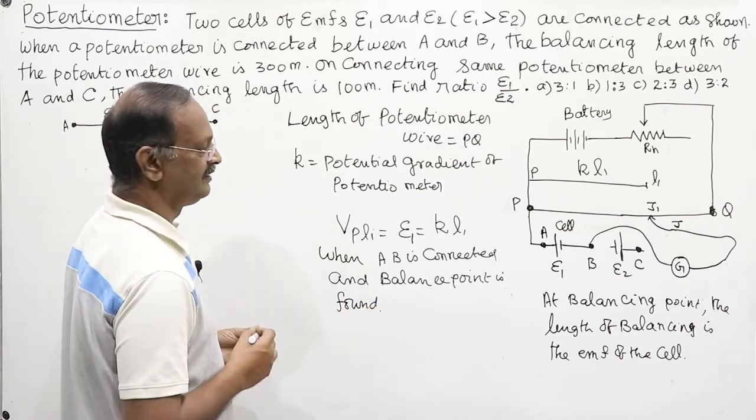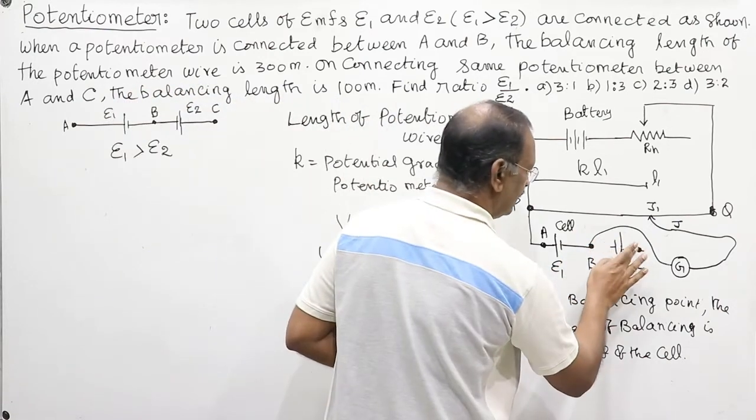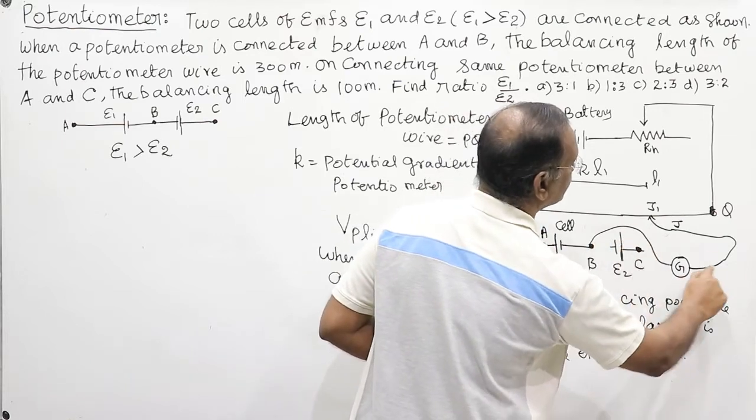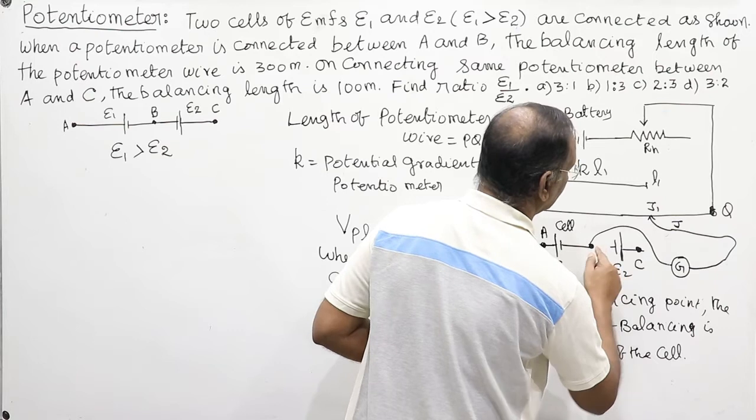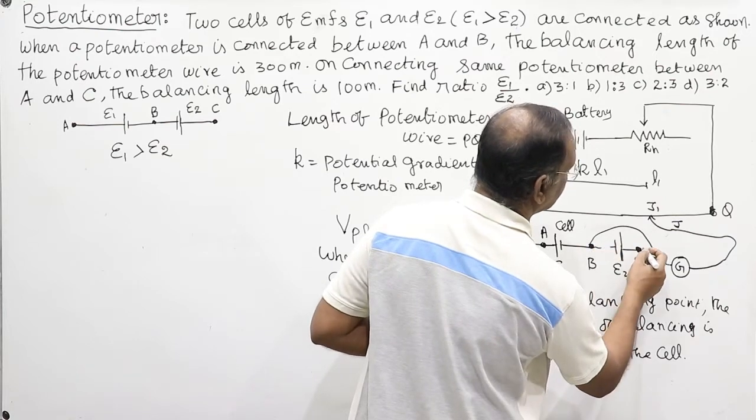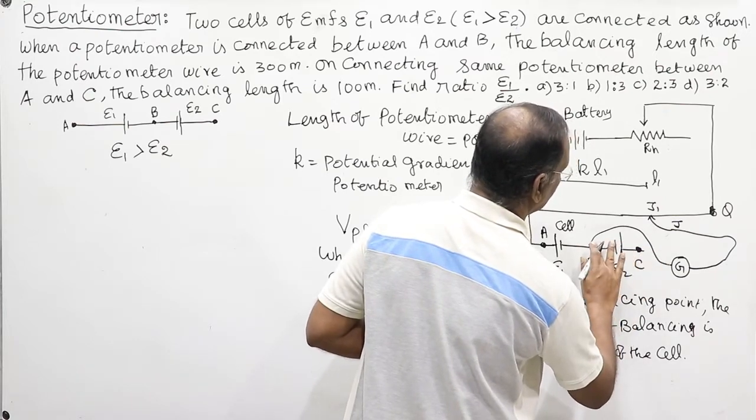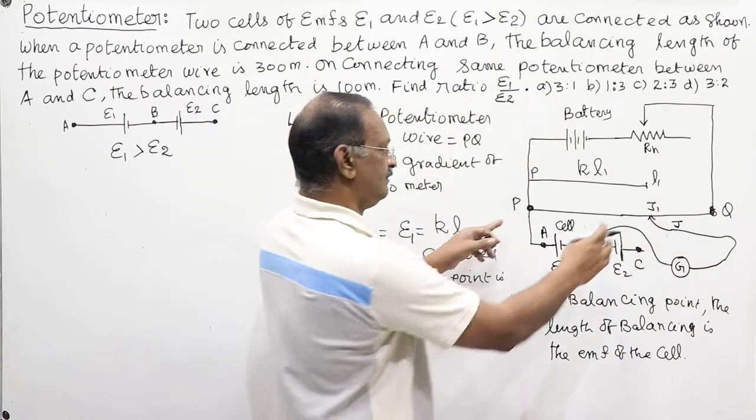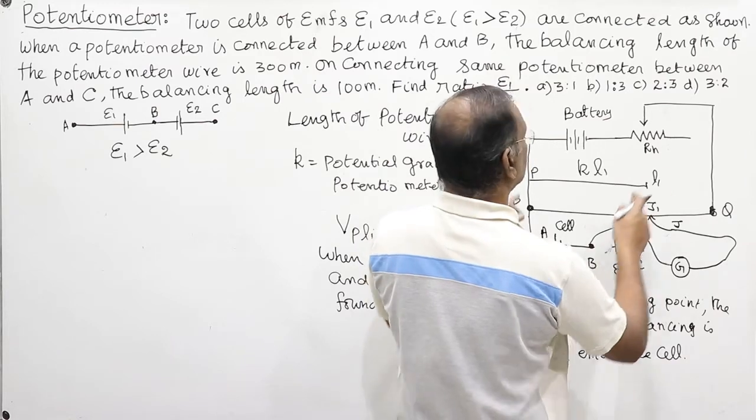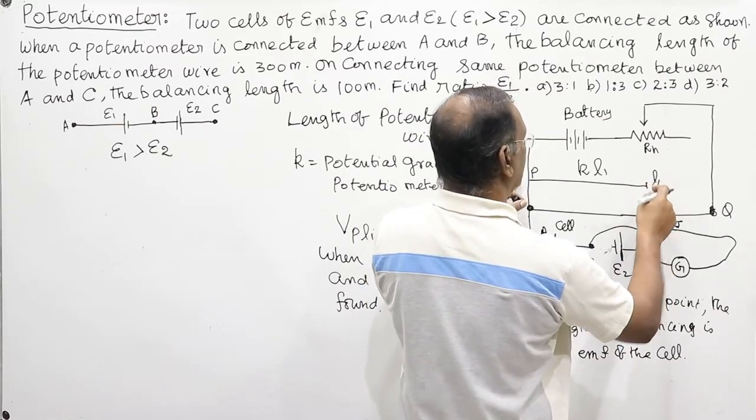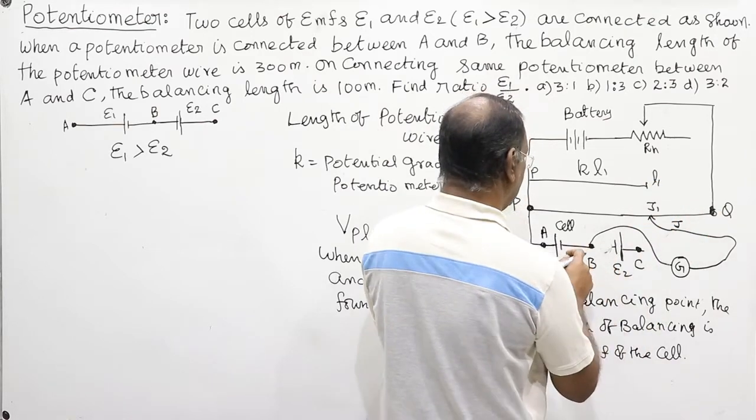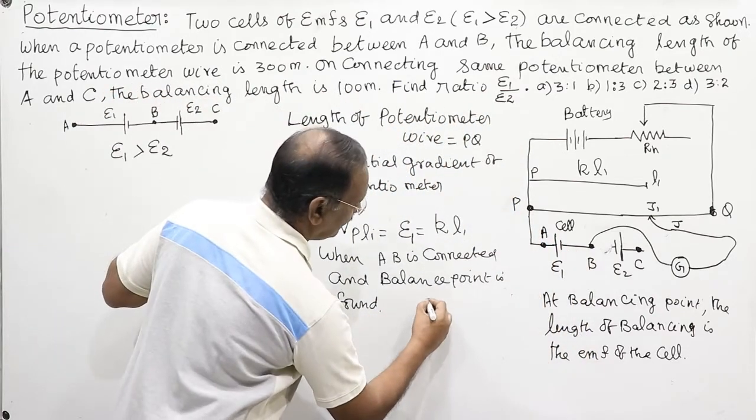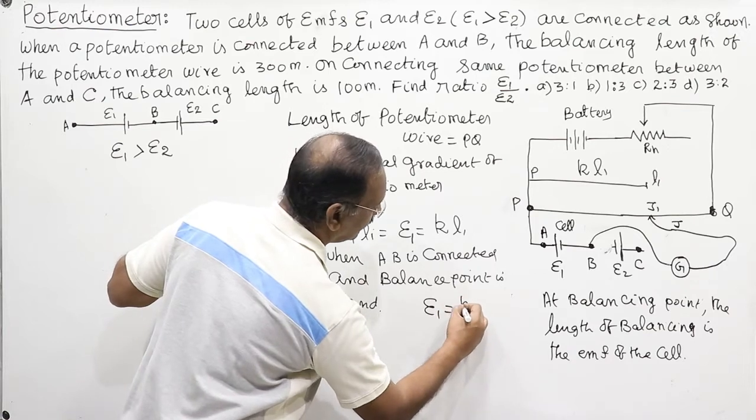So we have found the balancing point. This is not required now, because this has been bypassed, so no current will flow here, because even if it is connected, this is a dead end. So we can remove this. The potential difference across this balancing length L1 of the potentiometer wire gives the EMF of this first cell, or we can write simply E1 is equal to K into L1.